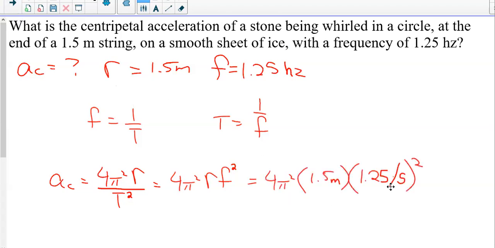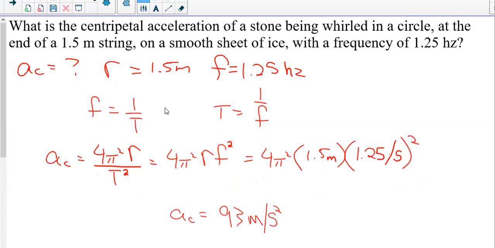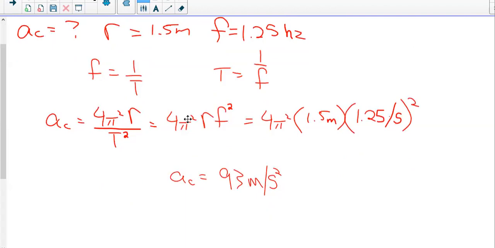At that point, you would just plug in all your parameters. 4 pi squared, just plug that through your calculator, or 4 times pi, whatever you need to type it in as, times 1.5 meters, multiplied by 1.25 squared. Now the unit is a hertz, but a hertz is the equivalent of 1 over a second. So that's why I didn't write hertz this time, I just wrote down per second. And so in the end, once I factor this square through, I should have meters per second squared, which should give you about 93 meters per second squared if you punch that through properly.